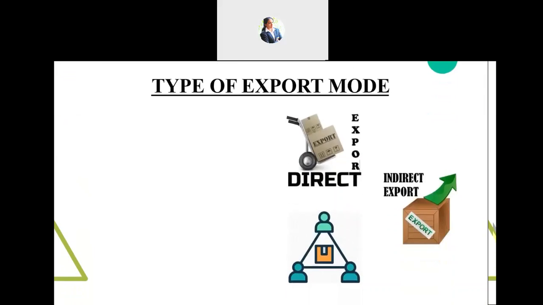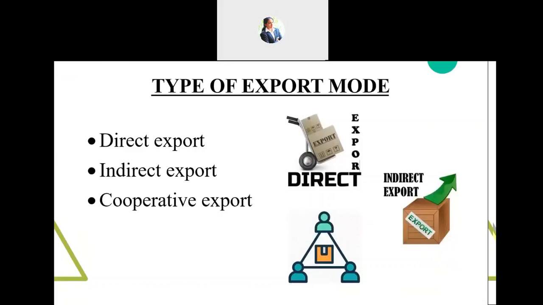Okay, as we discussed earlier, the types of export modes can be direct export, indirect export, and also cooperative export. Now, speaking about all these, there are advantages of direct exporting and its own disadvantages. Now, direct exporting includes selling directly to target customers in the market.